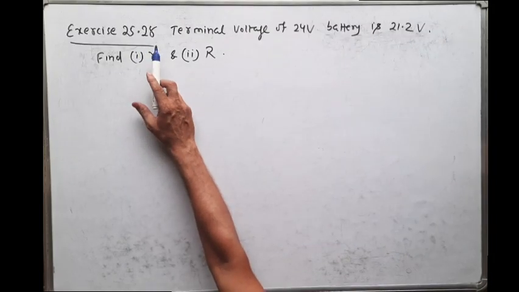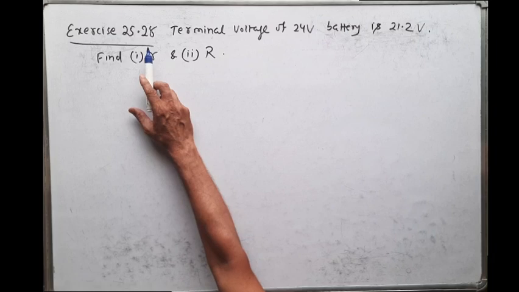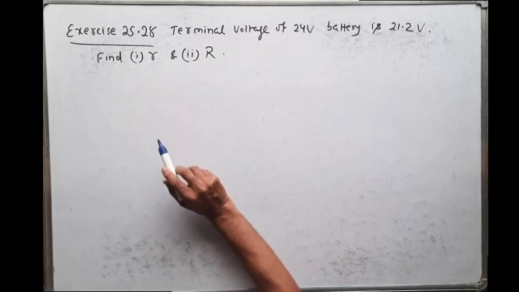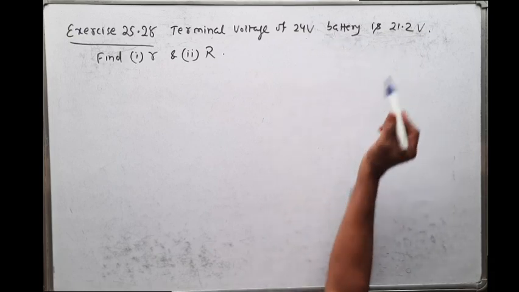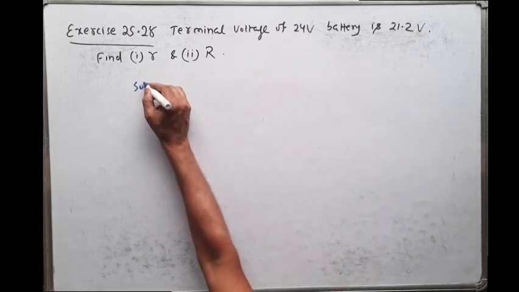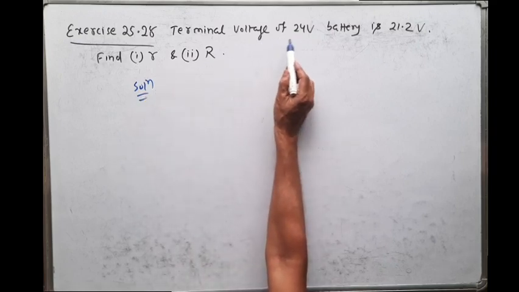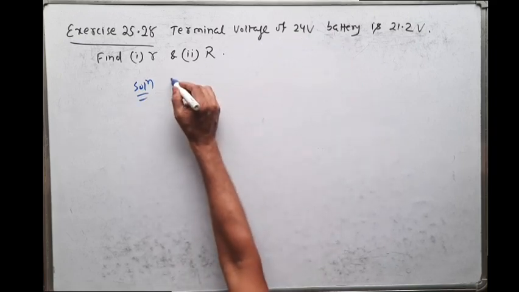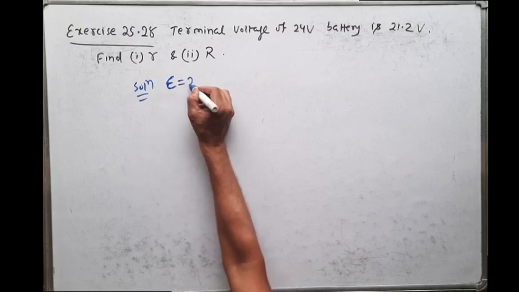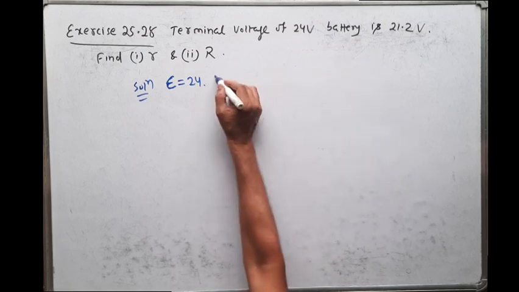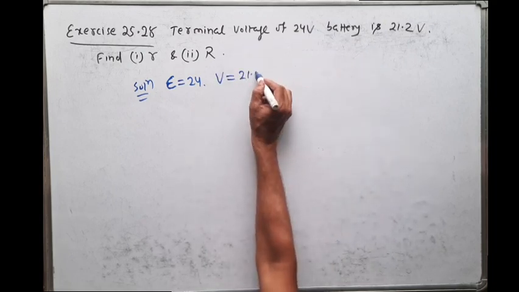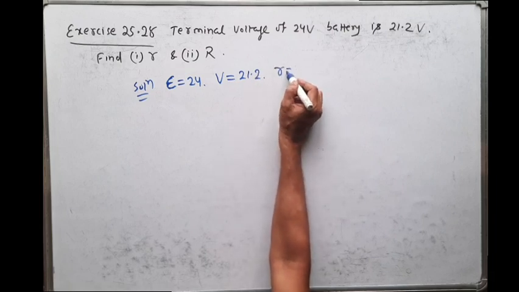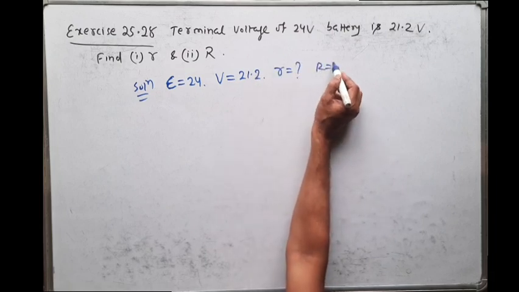Exercise 25.28. It is a problem from University Physics book from the exercise section. So terminal voltage of 24 volt battery is 21.2 volt. Since it is given terminal voltage of 24 volt battery, that means the EMF is equal to 24 volt, and terminal potential difference, terminal voltage is given 21.2. So you have to find what is the internal resistance, what is the external resistance.